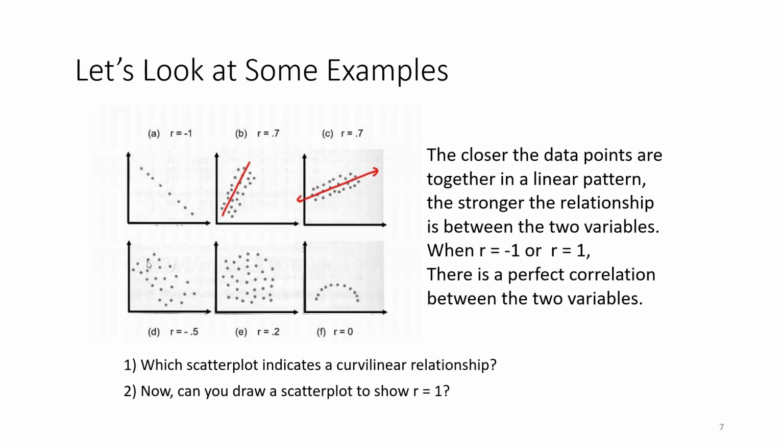When you compare scatter plots D and E with A, B, and C, you can tell that the closer the data points are clustered around the straight line, the stronger the bivariate relationship. The final scatter plot F illustrates a curvilinear relationship, which Pearson's R does not capture well.